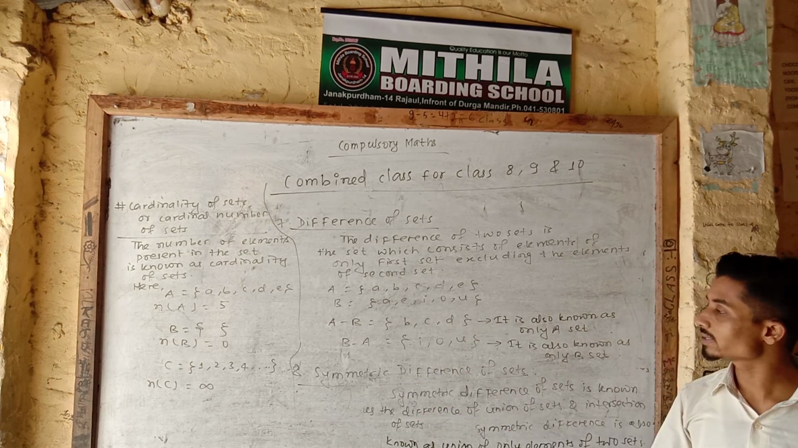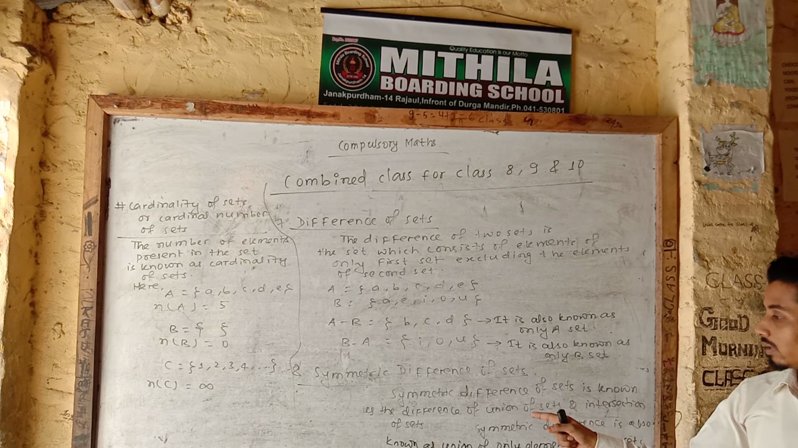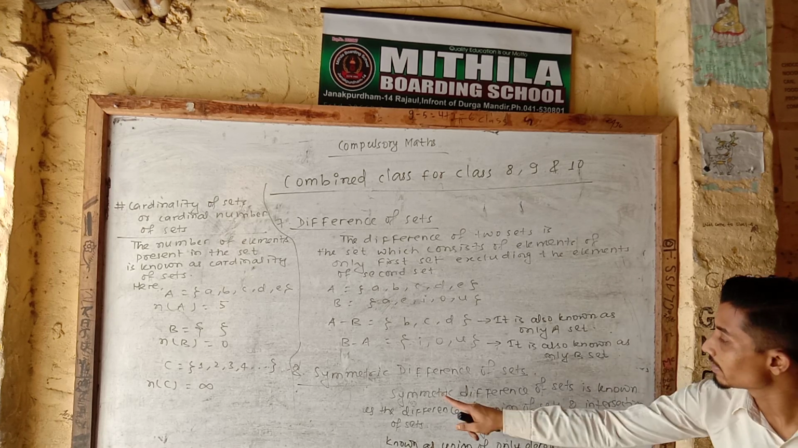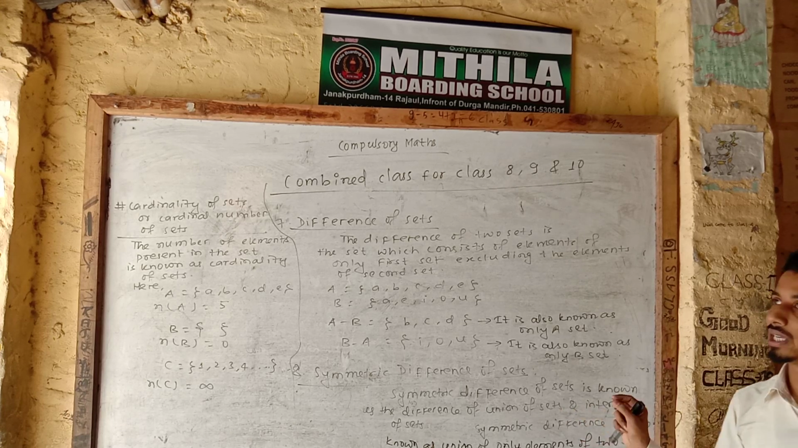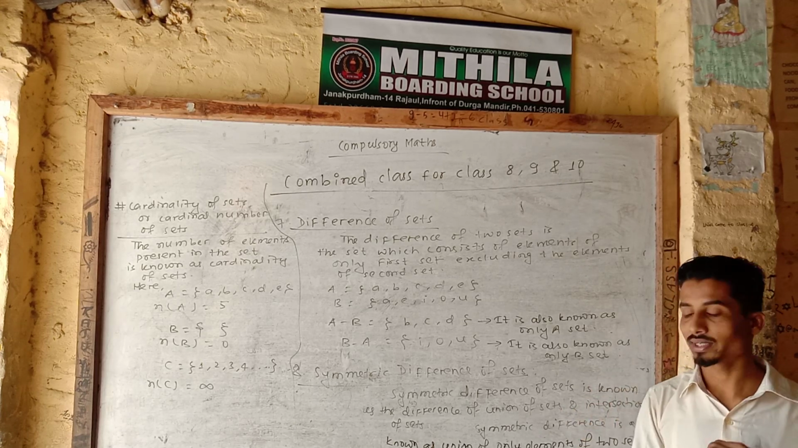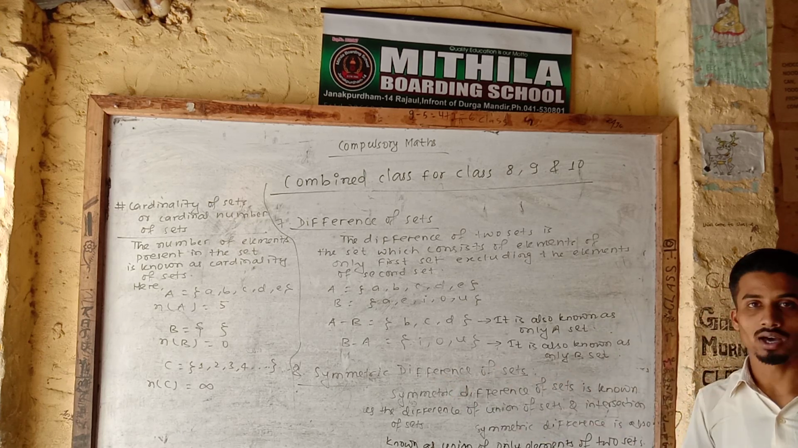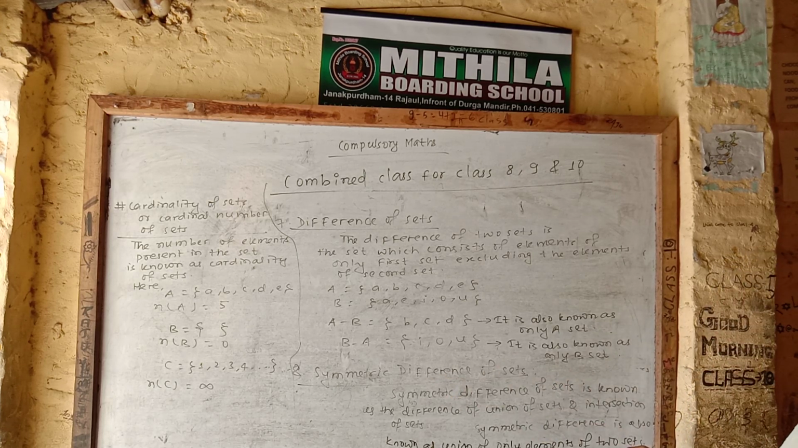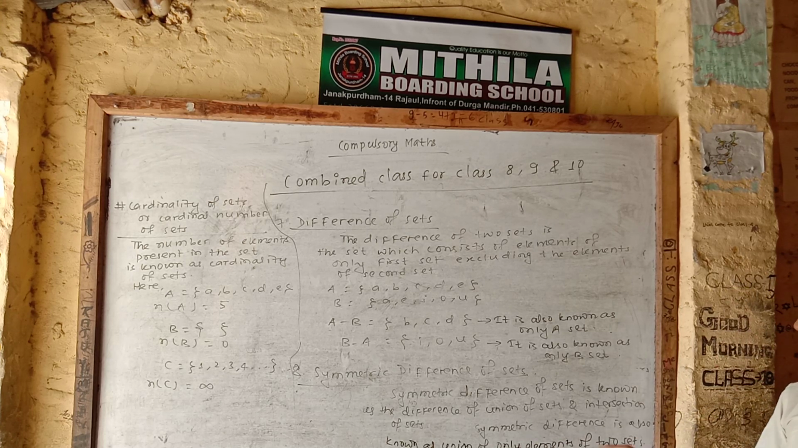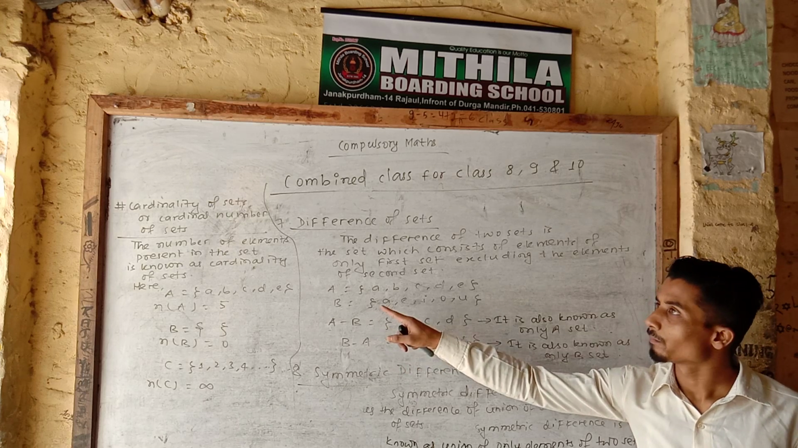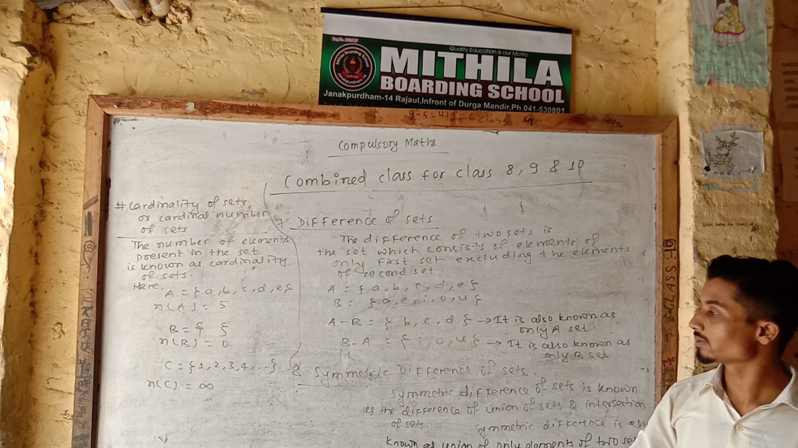Now the next one is symmetric difference. The symmetric difference of sets is the difference of the union of sets and the intersection of sets. If we subtract the intersection from the union, that is termed the symmetric difference. We can also see it as the union of only the elements of the two sets. That is, if we combine A minus B and B minus A, that is the symmetric difference.